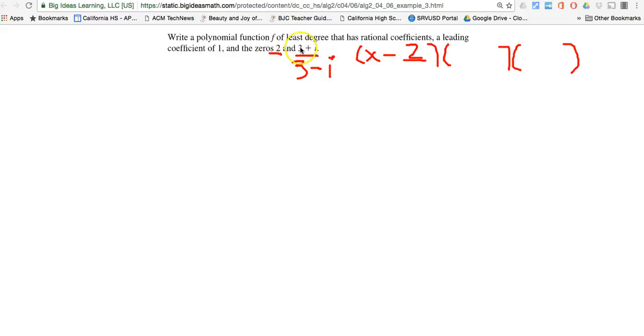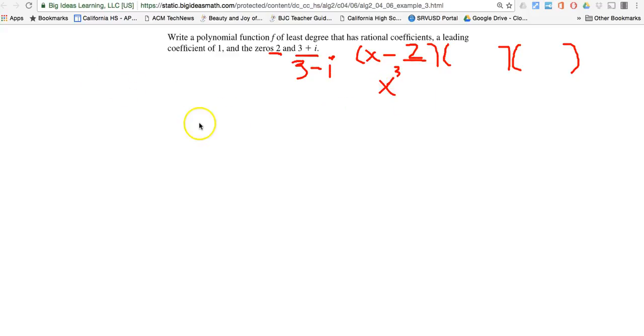Okay, so now we know 3 zeros. So what degree polynomial should we end up with as a final answer? We have 3 zeros. Okay, if you said a cubic function, x to the third power, you would be right. When we have 3 zeros, we know that we started with a cubic function.